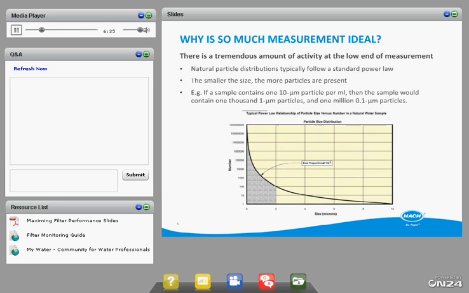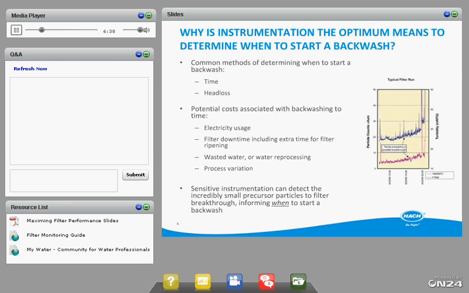Now, it's important, but what do we do with that? So what? Well, that activity is what we need to be able to detect in order to determine when to start a backwash. Traditional methods of determining when to start a backwash are based on time. How much time has the filter been in operation? Or head loss. What's the pressure gain of the buildup of water over the filter bed as the filter becomes clogged with more and more particles? Though those are in practice widely across the U.S. and around the globe, there are some shortcomings with that in terms of the potential costs that are associated with backwashing to time or to head loss.